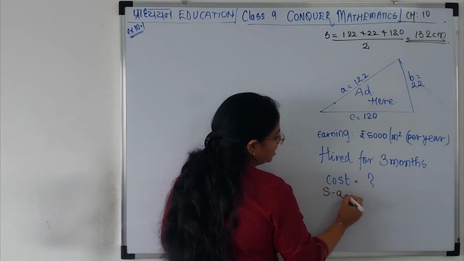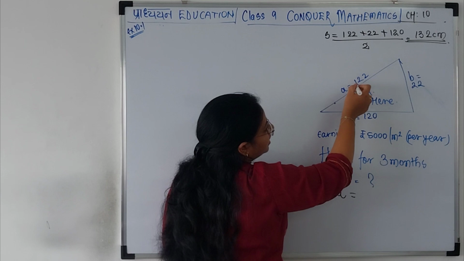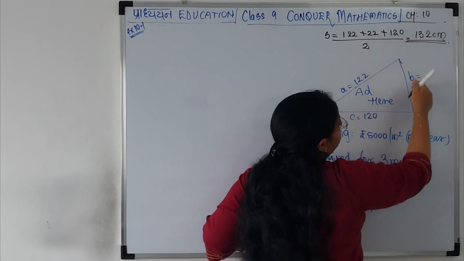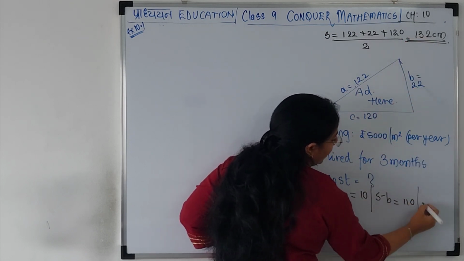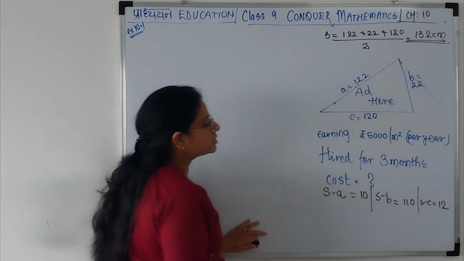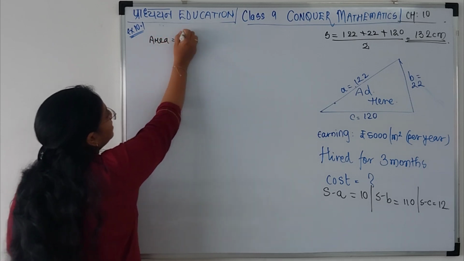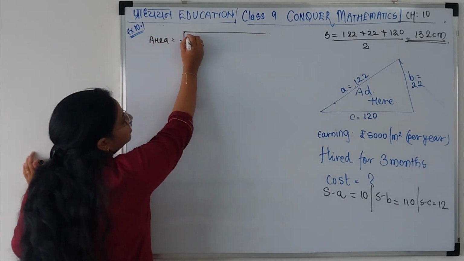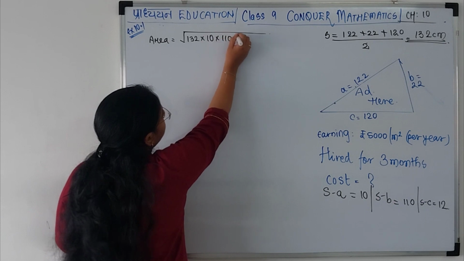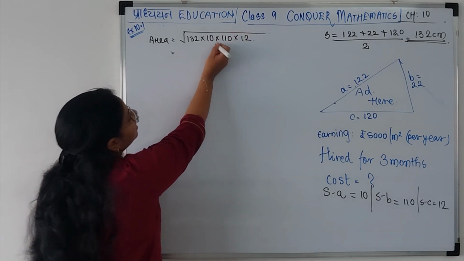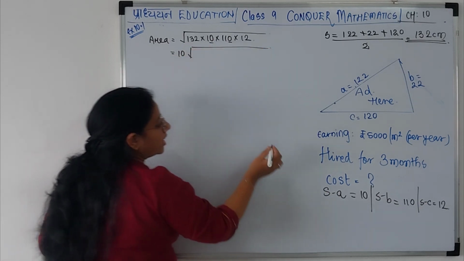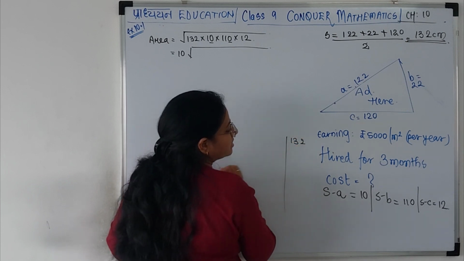What will be S minus A equal to? S minus A will be equal to 132 minus 122, 10. S minus B will be equal to 132 minus 22, 110, and S minus C will be equal to 132 minus 120, 12. Okay, understood? So here area of the wall is equal to root of 132 into 10 into 110 into 12. Again, simply these are zeros, so take 10 outside. Now inside we have 132. If nothing else comes to mind, simply prime factorize 132.